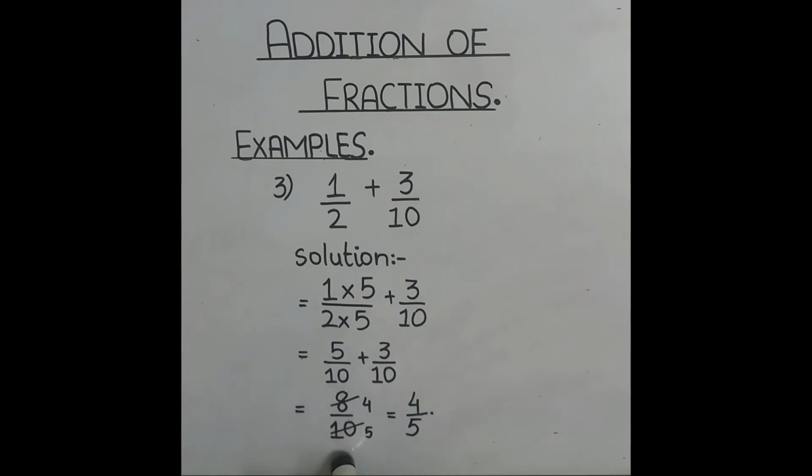Now 8 over 10 is a fraction, but this fraction is not in its simplest form. So we will simplify it. 2 4s are 8, 2 5s are 10, 4 over 5. Now this fraction cannot be simplified more. So this is the fraction which is in its lowest form. So here all the three rules are applicable. Rule number 1, 2 and 3. So let's take more examples.